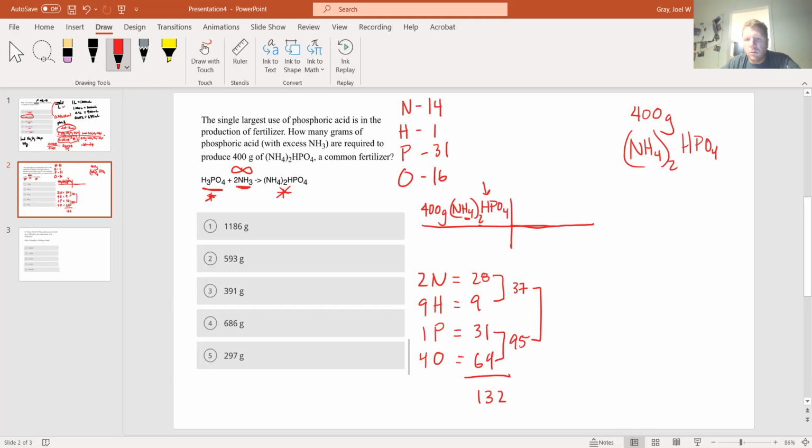So 132, yeah, that's right, 132 grams. Okay. Now, what I'm also going to do is figure out the mass of my H3PO4. I've got all the same components, so I'm going to say 3H, 1P, and 4O. 3H is 3, 1P is 31, 4O is 64. So I'm looking at a total mass for H3PO4 that is 98 grams.